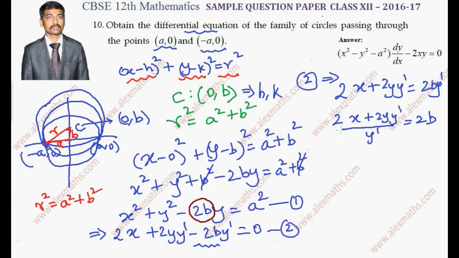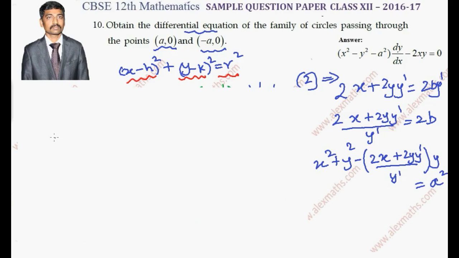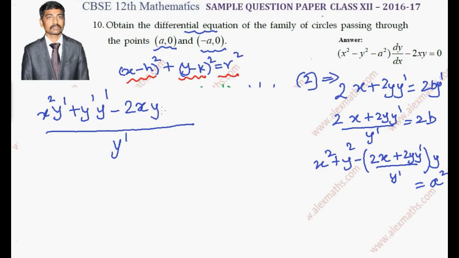So we get x square plus y square minus open bracket 2x plus 2y y dash whole divided by y dash into y equal to a square. Let's simplify this further. We'll take LCM. LCM is y dash. So x square y dash plus y square y dash minus 2xy plus 2y square y dash equal to a square. Sorry, there is a minus sign, so even this is minus.